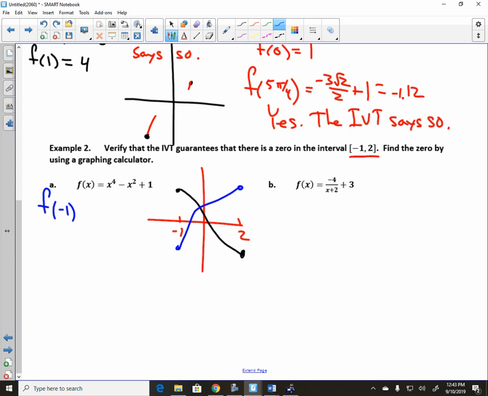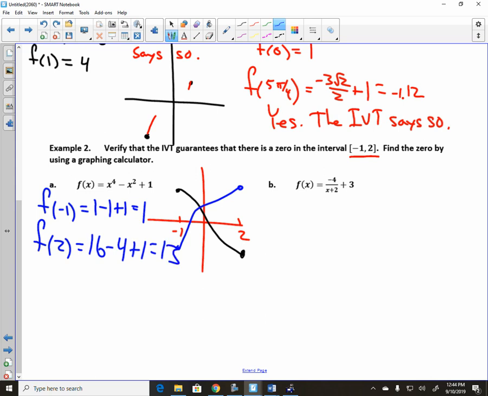Plug in -1 and see if it's above or below the x-axis. If I plug in -1, I get 1 minus 1 plus 1, which is 1. So am I above or below the x-axis? I'm above. Now I'm going to try to plug in 2. Plug in 2, and you get 2 to the 4th, 16 minus 4 plus 1, and you get 13.